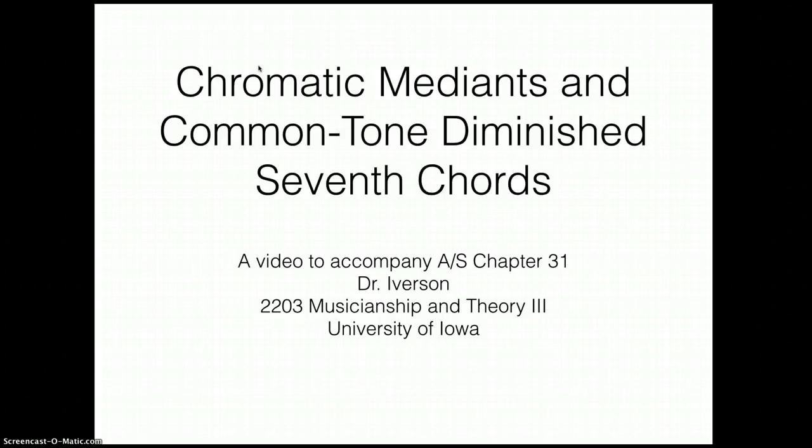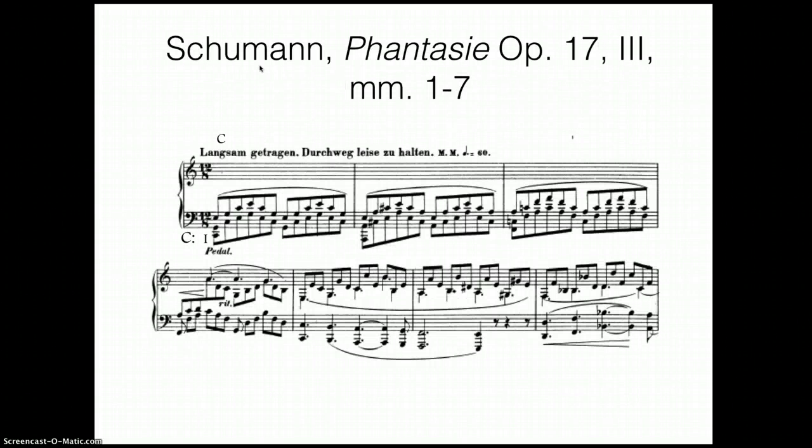Today we're going to talk about chromatic mediants and common tone diminished seventh chords, two of the topics in this chapter. Let's begin by listening to an example. This is the first 7 measures of a Schumann Fantasy Opus 17 third movement.